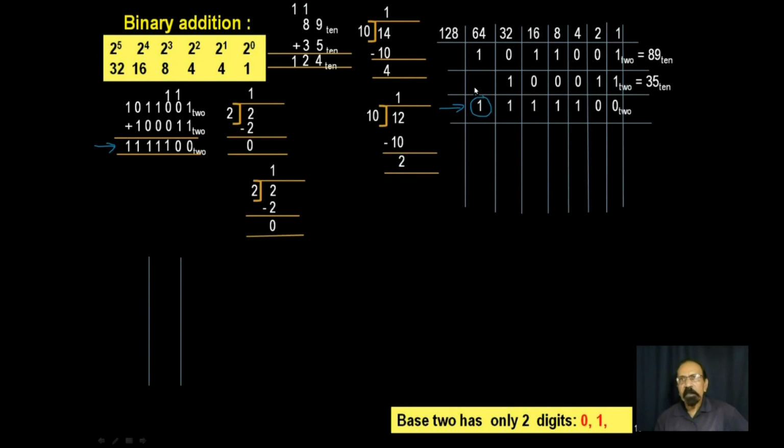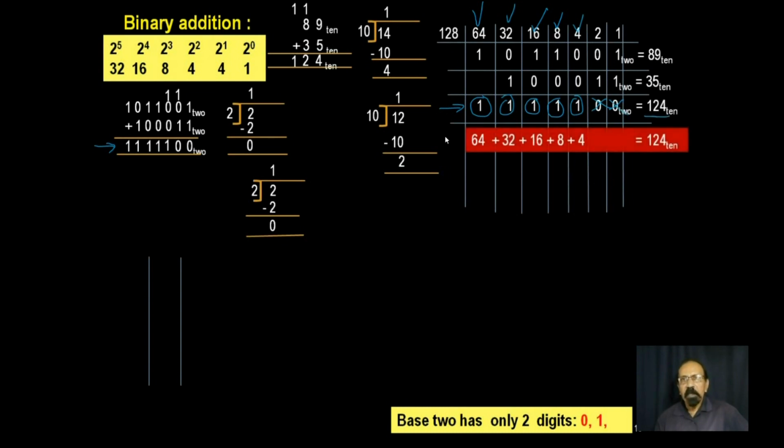We have 64, 32, 16, 8, 4, no 2, and no 1. Let's see how that works. This is 64 plus 32 plus 16 plus 8 plus 4 plus nothing else. That gives us 124, which means that this number here, 1111100 in base 2, is the same as 124 in base 10.